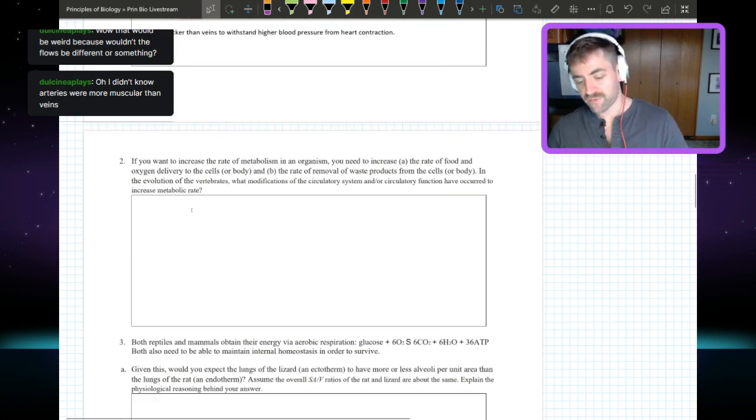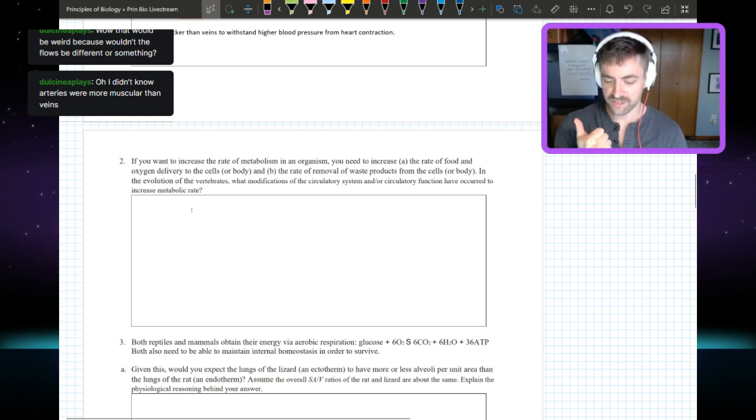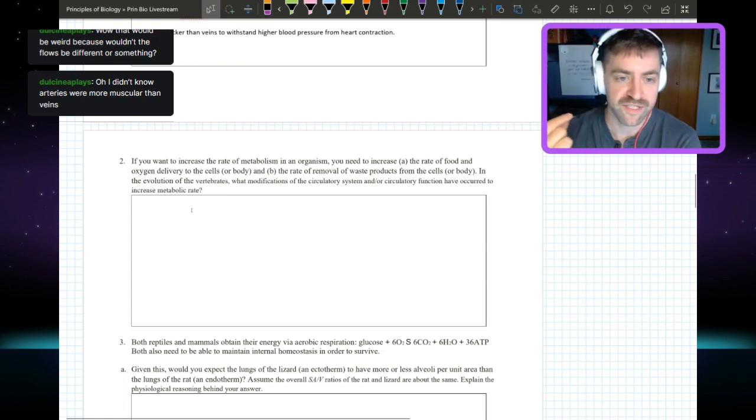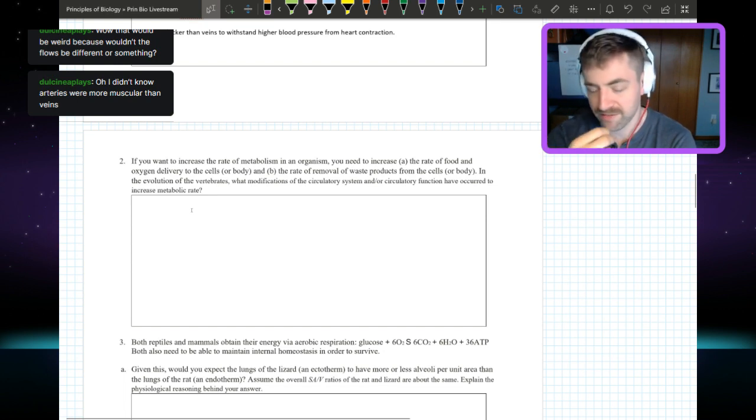If you want to increase the rate of metabolism in an organism, you need to increase A, the rate of food and oxygen delivery to the cells or the body, and B, the rate of removal of waste products from the cells or the body. In the evolution of vertebrates, what modifications of the circulatory system or circulatory function have occurred to increase metabolic rate?